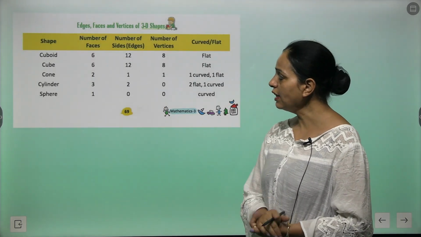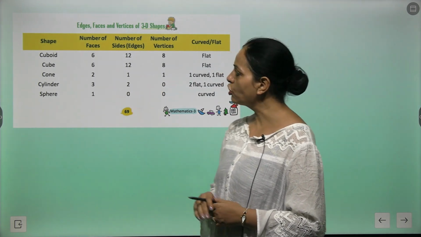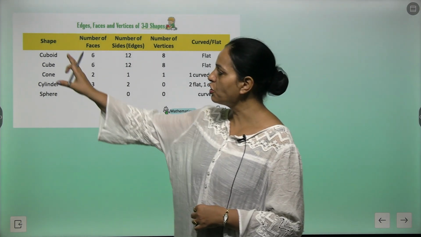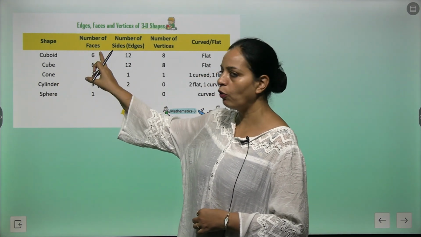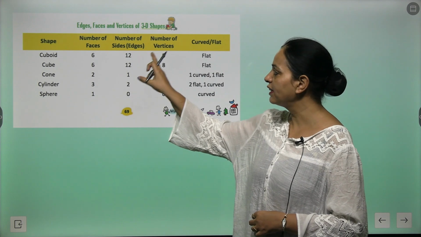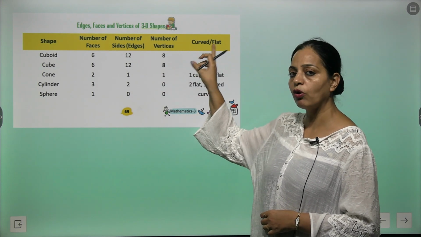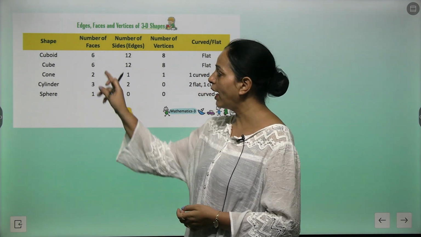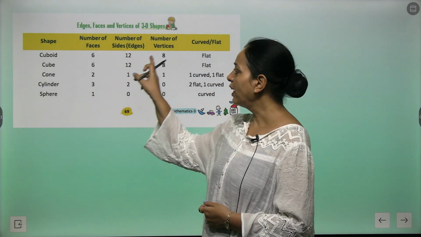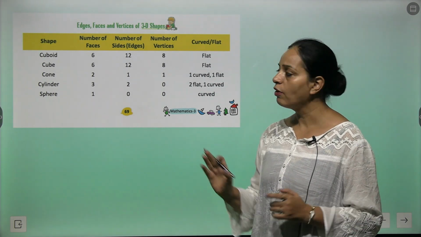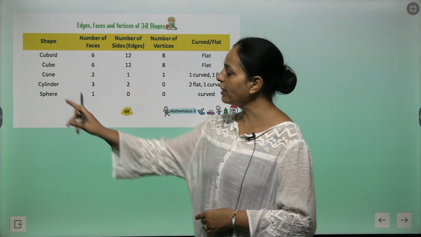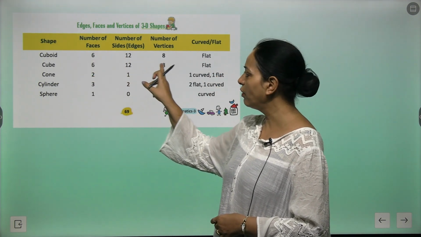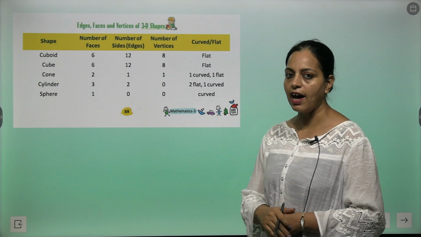So let's see. Now there is one table given. It is showing edges, faces and vertices of 3D shape. So let's see. The first one is shape and the second column is number of faces, then number of sides, then number of vertices and then curved or flat. So see, the first one is cuboid. As I told you, a cuboid has 6 faces, 12 edges, 8 vertices and the faces are flat. Okay. The next one is cube. How many faces? 6 faces. Edges same 12, vertices 8 and all faces are flat.